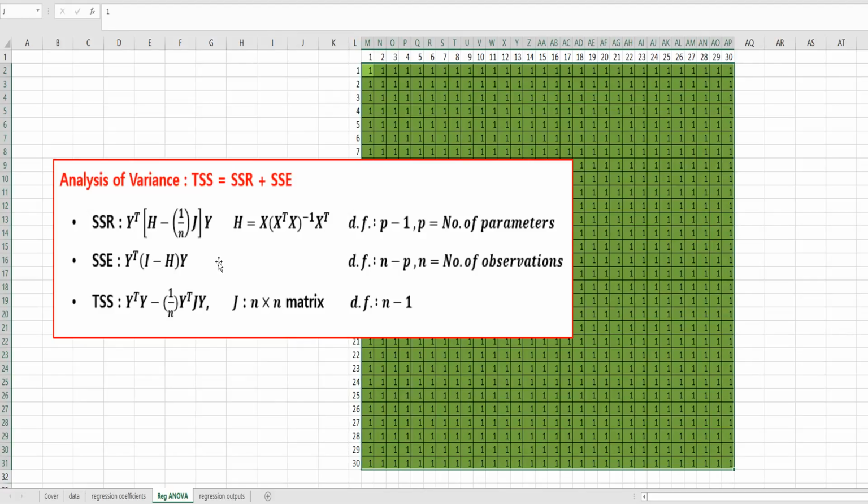So this is the formula: regression sum of square, sum of square error, and total sum of square. There are two special matrices, H and J. H is the hat matrix, and we can get the H matrix by using this formula. And J is an n by n matrix with every element as 1. So let's give a name, this one as J. Again, J. Okay.